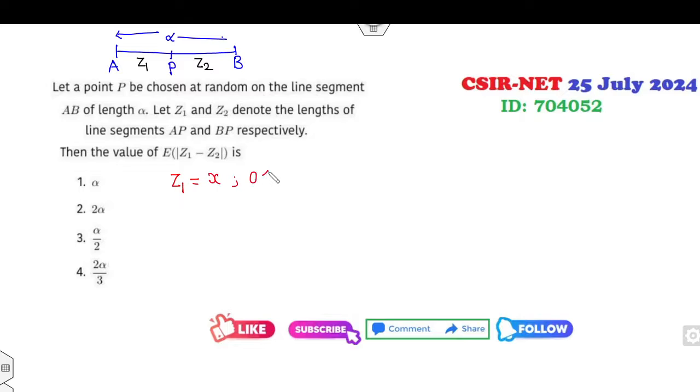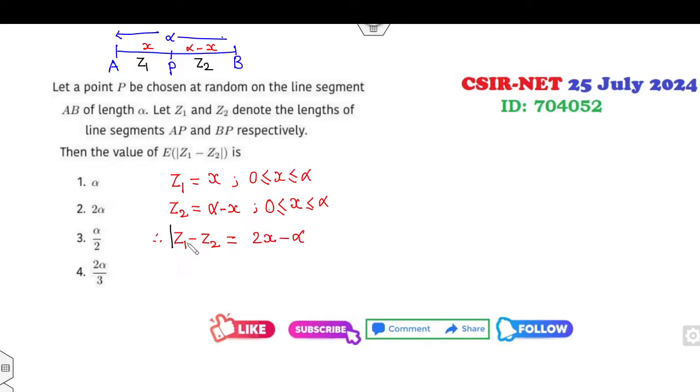Then what is the range of this X? X will be from 0 to alpha because it lies between A and B. What is Z2? If this is X, this is alpha minus X. Again, when X lies between 0 and alpha, alpha minus X also lies between 0 and alpha. So what is my Z1 minus Z2? This number will be 2x minus alpha.